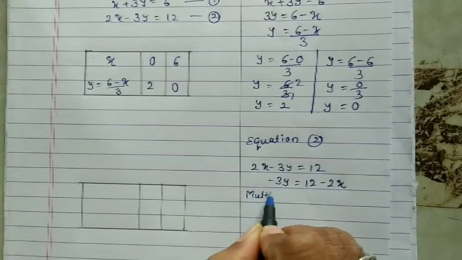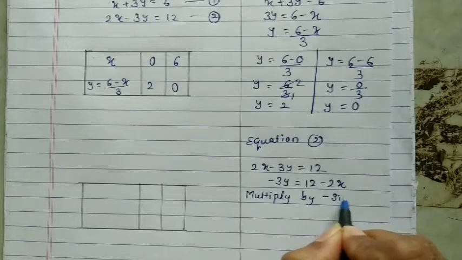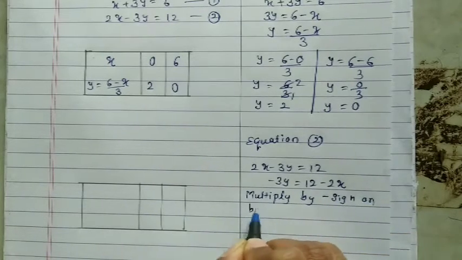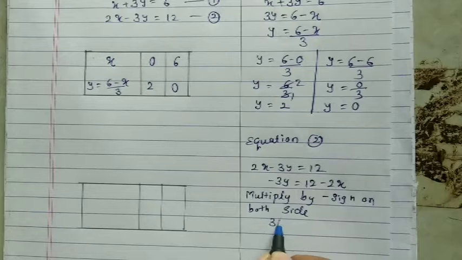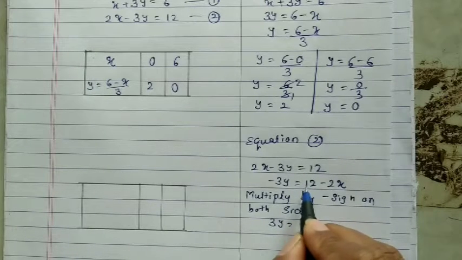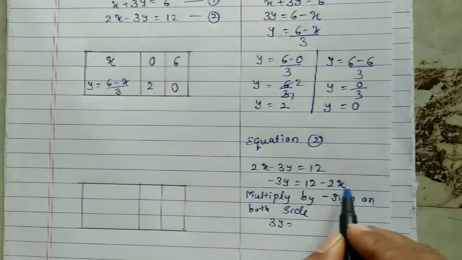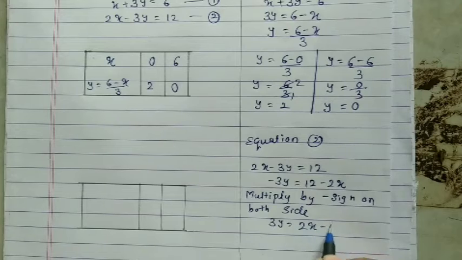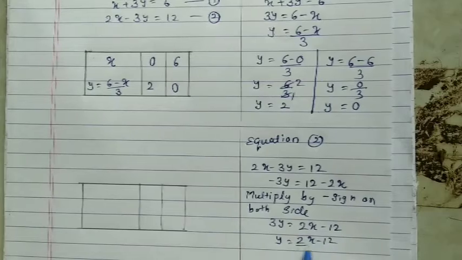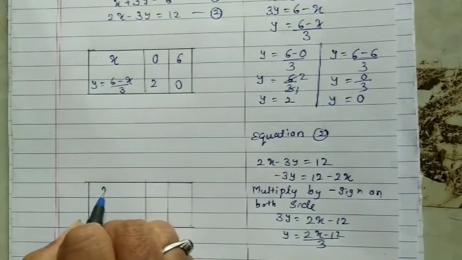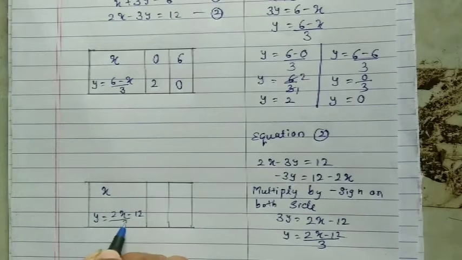Multiply by the negative sign, that is the minus sign, on both sides. So what you will get? Minus minus is plus, so 3y equals, when you multiply this whole expression with minus, it will be minus 12 and minus minus becomes plus. So I am going to write directly 2x - 12. Now y = (2x - 12)/3. So here in the table we will write x and y = (2x - 12)/3.